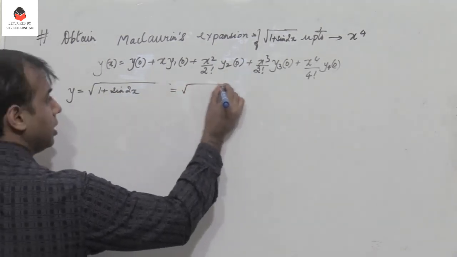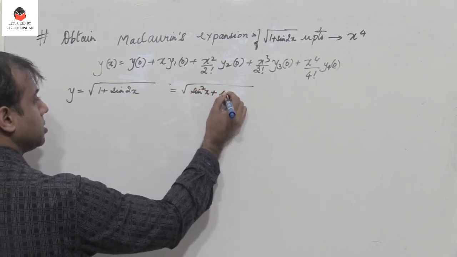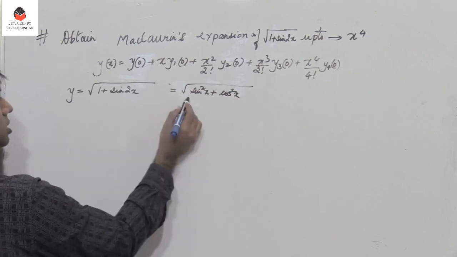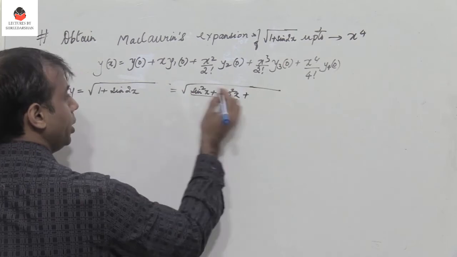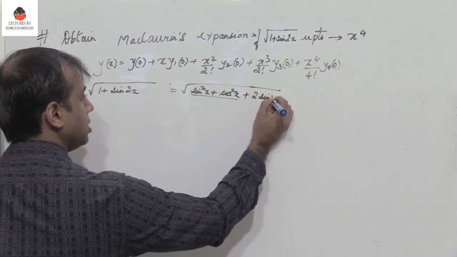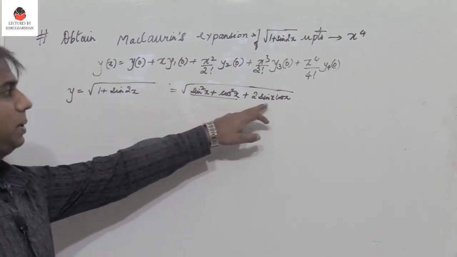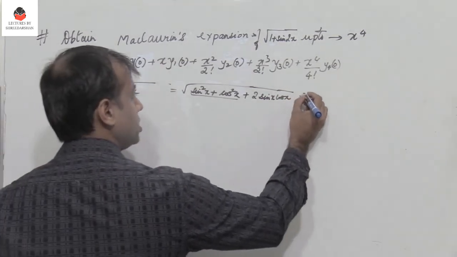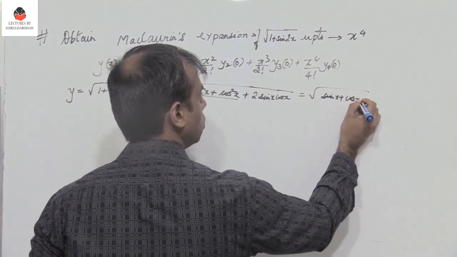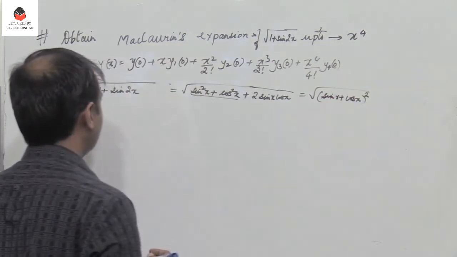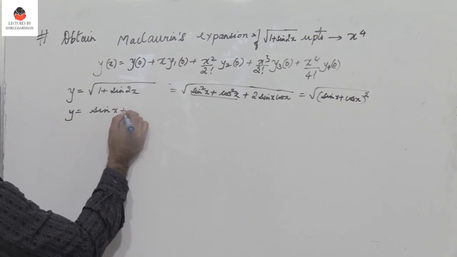Now 1 can be written as sin square x plus cos square x, right? So 1 is nothing but sin square x plus cos square x, plus sin 2x can be written as 2 sin x cos x. So this is of the form a square plus b square plus 2ab. So therefore this is nothing but sin x plus cos x the whole square, the whole root. So I have y equals sin x plus cos x.